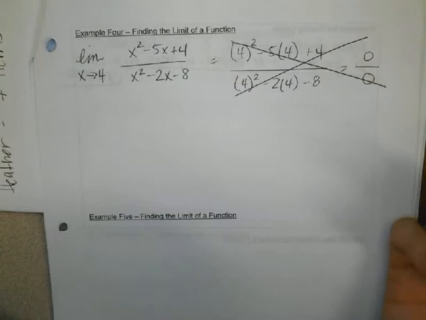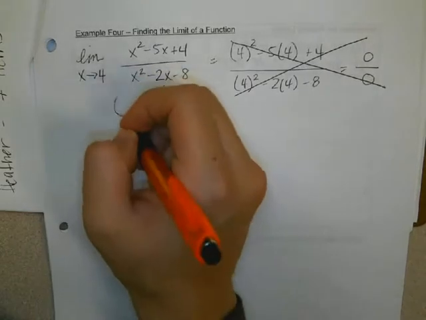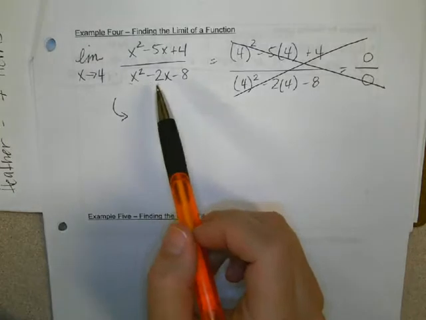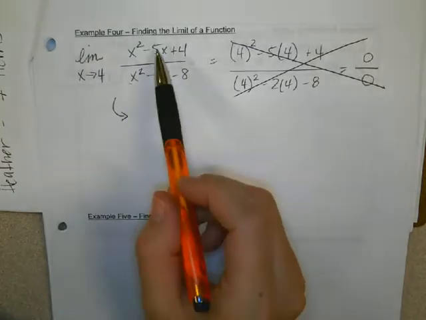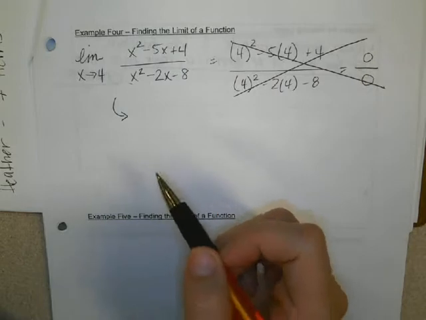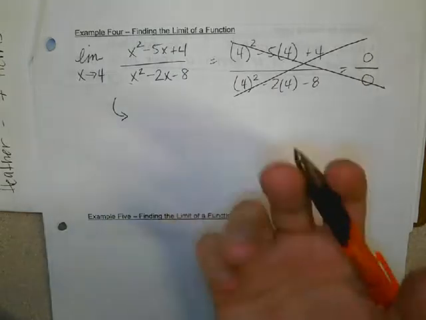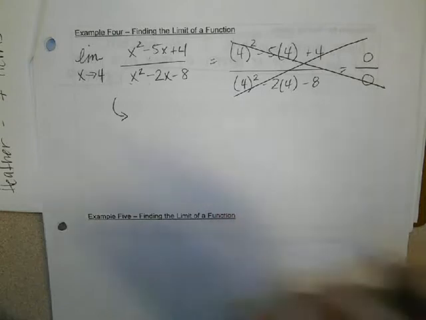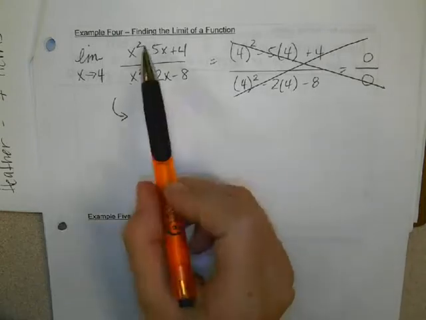We started to talk about this a couple days ago, but when you have a rational function like this, if you can factor the top and we can factor the bottom and something cancels, a lot of times then you can directly substitute because you remove the problem and then it works out. So we're going to factor the top here.